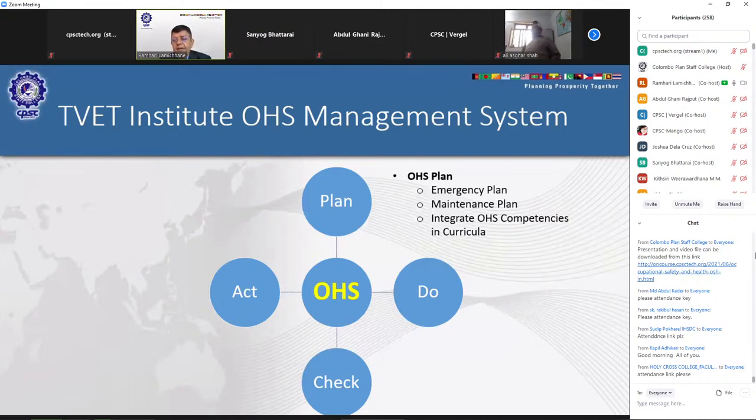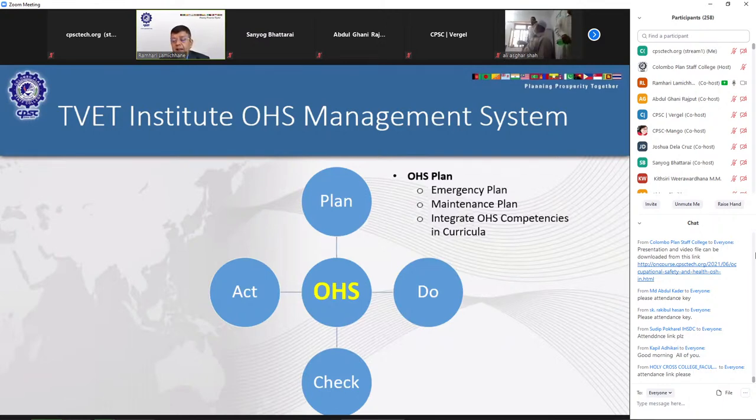Occupational health and safety plan means an emergency plan. If some emergency happens, what do we have to do? Like we watched in the video, we saw how they went out and how they assembled in the assigned place, how they used the sound for the alarming sound of the emergencies, and how they followed the emergency stairs, not the regular ones. These are the things. So the emergency plan is one.